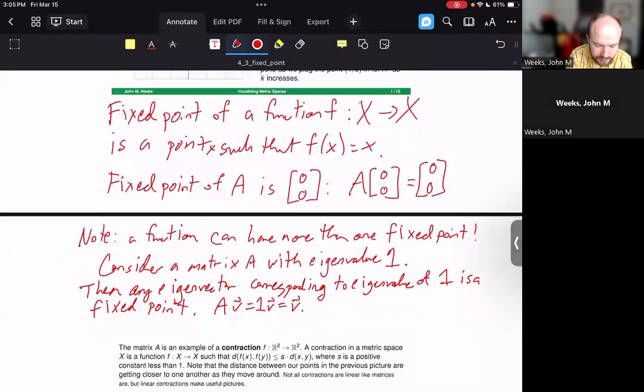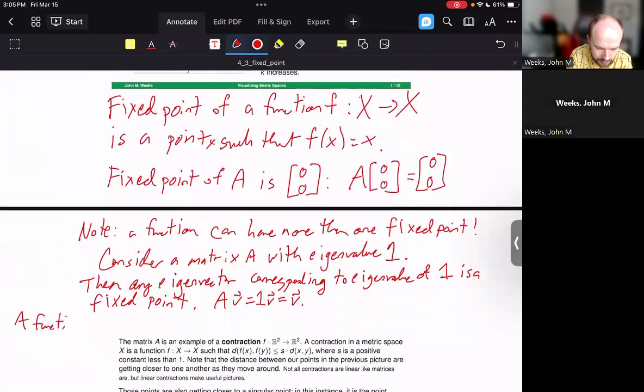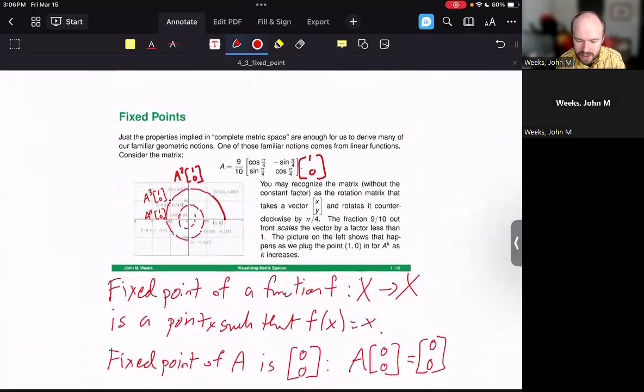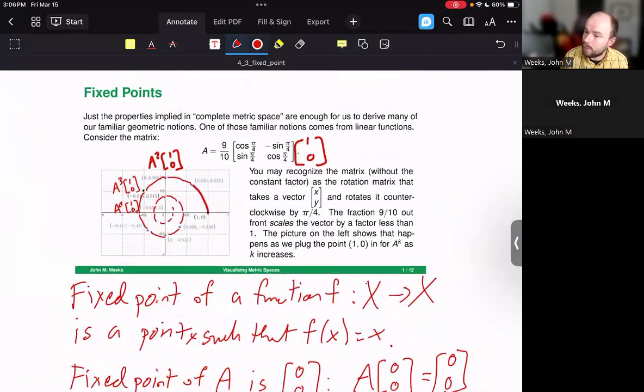A function can have no fixed points. And that can be things just as simple as f of x equals x plus 1 from the reals to the reals. Something like this shows us that you could have no fixed points for a given function. So there are a lot of different options to choose from in order to say how many fixed points there are for a given function. Some have more than one, some have no fixed points, and this example that we saw is one that has exactly one fixed point.